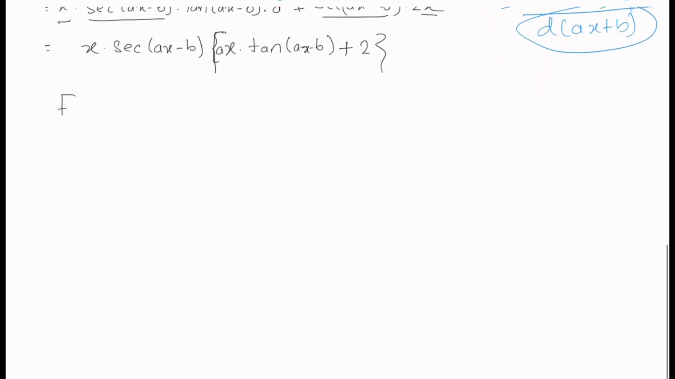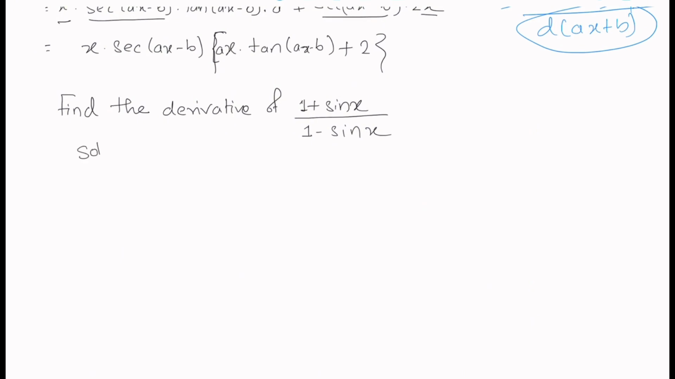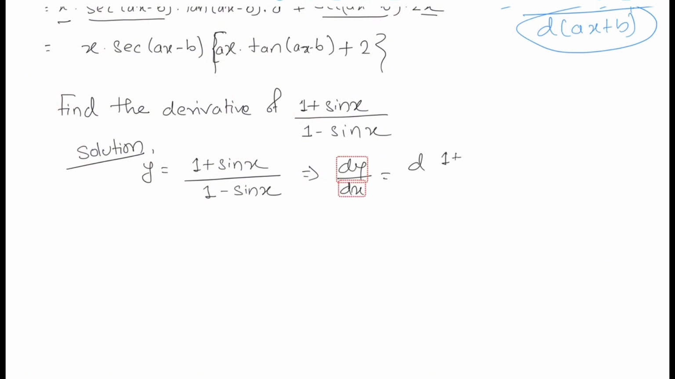Suppose we are asked to find the derivative of (1 plus sin x) upon (1 minus sin x). So we will write here solution. Let y equal (1 plus sin x) upon (1 minus sin x). Now we will find the derivative. So dy upon dx equals d of (1 plus sin x) by (1 minus sin x) times dx.